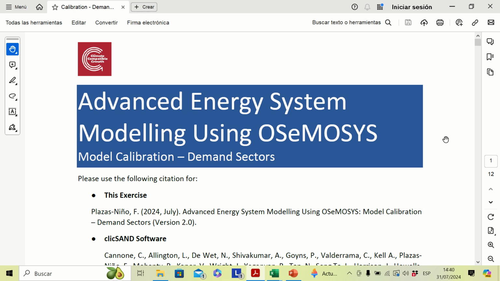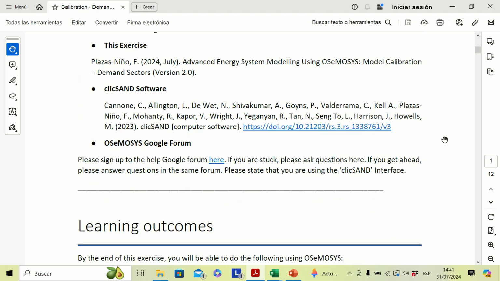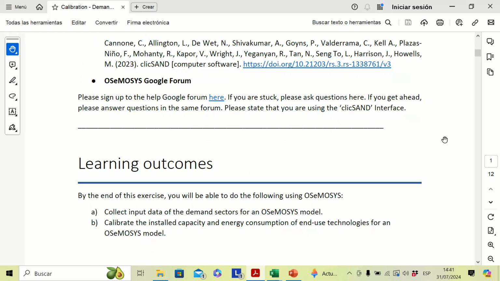Good day everyone. Today we will see how to calibrate the demand sectors in an OSeMOSYS model using our starter data kits. So essentially the idea of this hands-on is first to collect the necessary data for the demand sectors, and secondly to calibrate two things: the start capacity and the energy consumption of these end-use technologies.